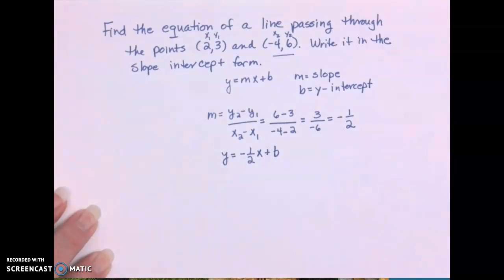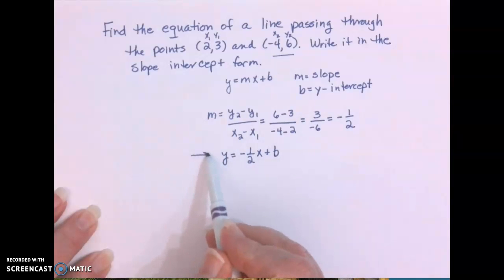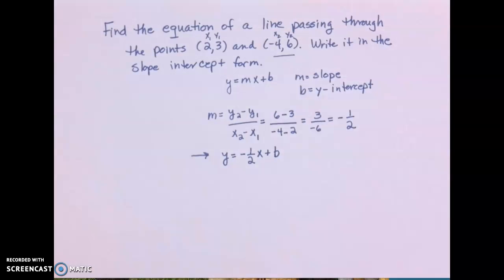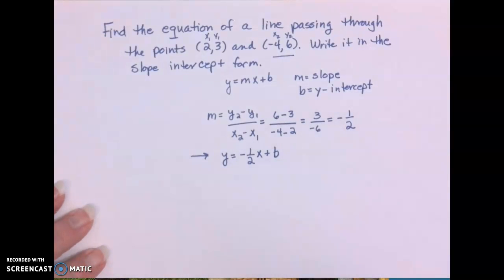We need to find the y-intercept. So think about how you can do that. Remember that any point that lies on this line must make this equation true. It doesn't matter which point we decide to use to find our y-intercept. So let's choose our first one here, the point 2, 3. So if that lies on this line, which it does, then that has to make this equation true.